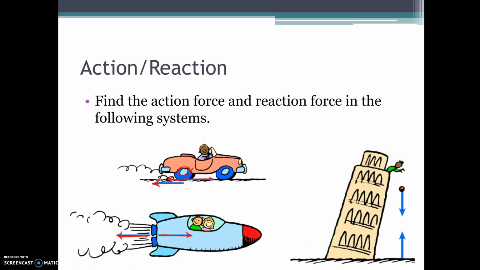With a ball dropped from a tower, well, the earth pulls the ball down and the ball actually pulls the earth up. Now the earth is huge, so it doesn't move very much. In fact, it really doesn't move at all. But the ball is exerting a force on the earth just like the earth exerts a force on the ball.